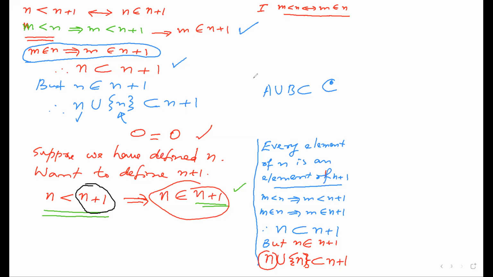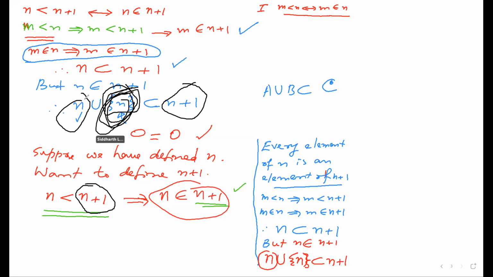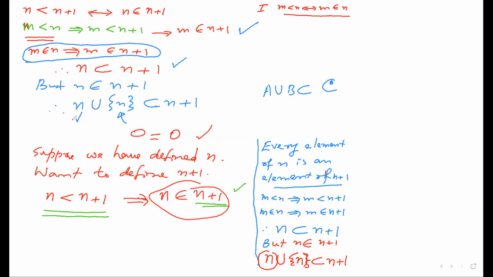I lost all of you. Siddharth? Okay, I got this part. N is a subset of N plus 1. But what about this right here? We haven't come to that yet. We are just struggling with this. Everybody is okay with this? All the elements of this are here. Now let us see if all the elements of this are here.